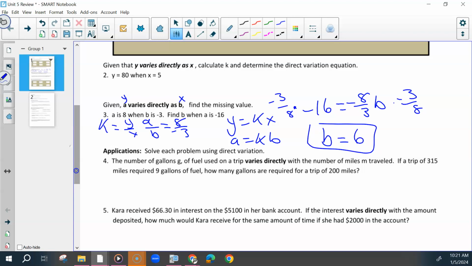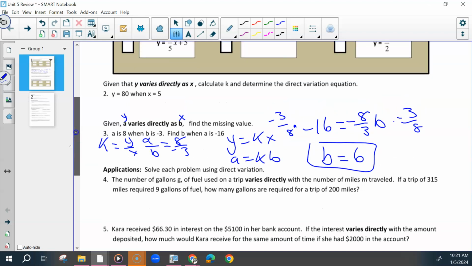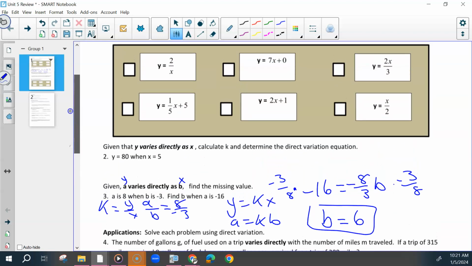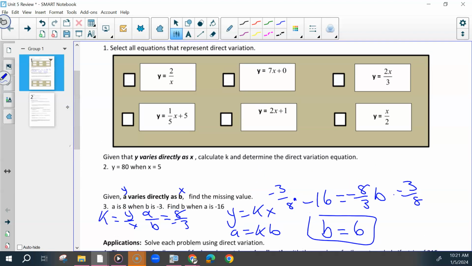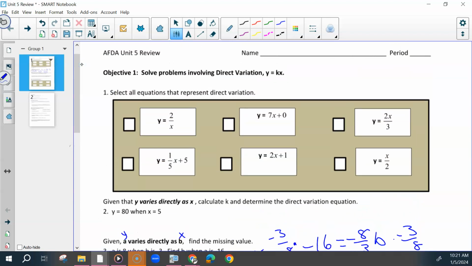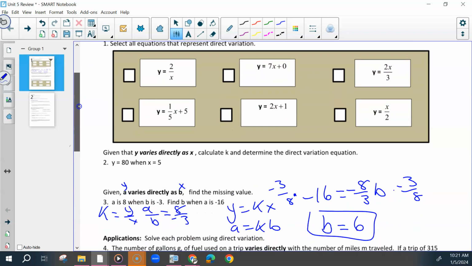Other questions in that section? Number 1. In this, we just have to select which ones represent a direct variation. So if it looks like our equation up here, y equals kx, then it is direct. If it doesn't, then it's not. This one, the x is being divided, so that is not.